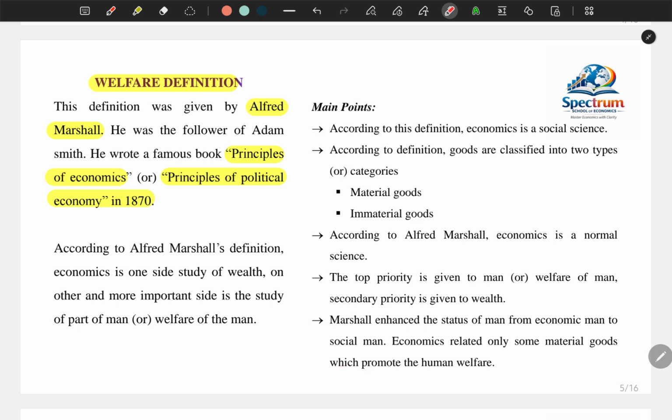So here, every concept is related to the welfare of man. So this is very important. Keep in mind that the welfare definition was given by Alfred Marshall, and you should also remember his book. Sometimes the examiner may ask you to match the author and books, so this question is often raised. In upcoming classes, I will explain some MCQs from previous year questions.